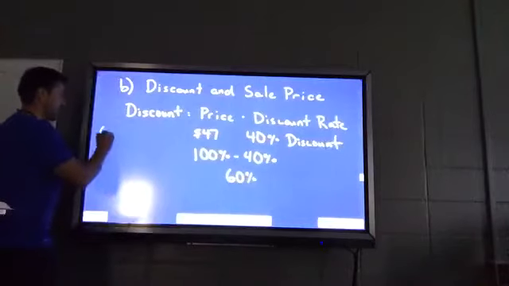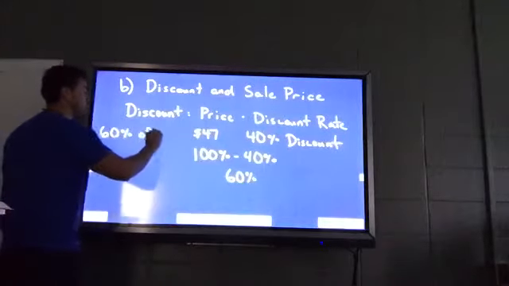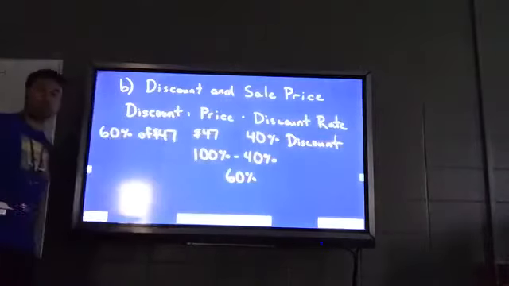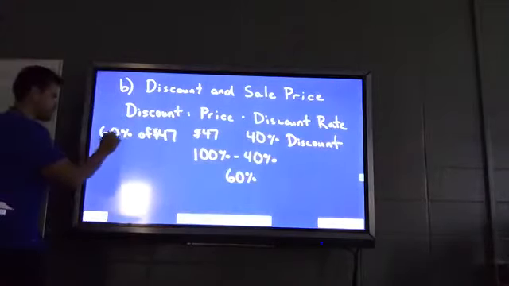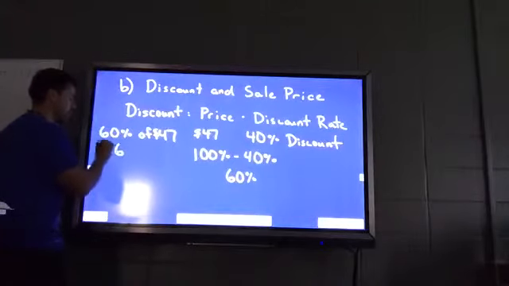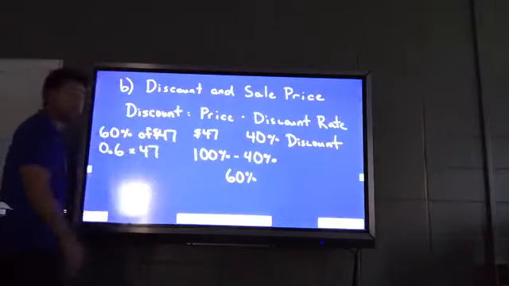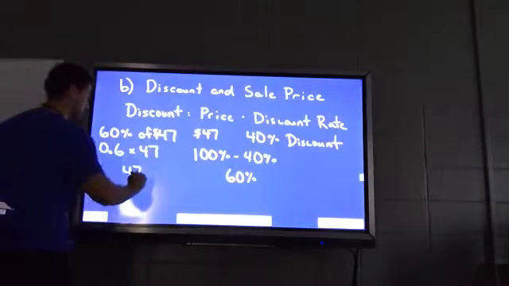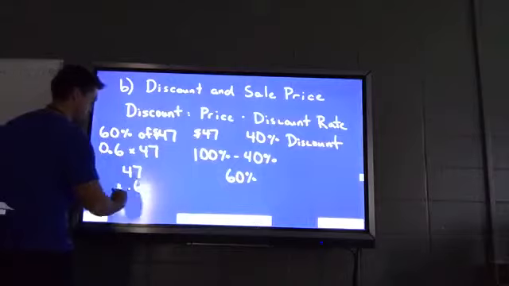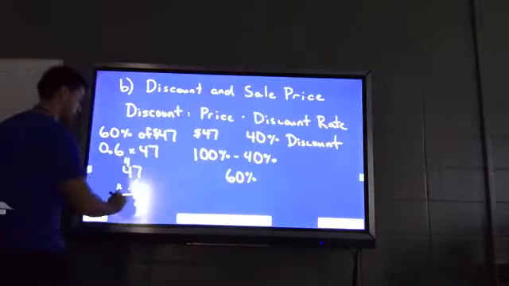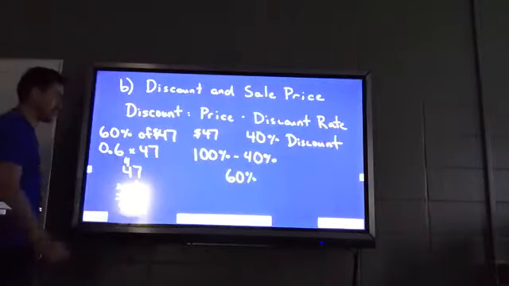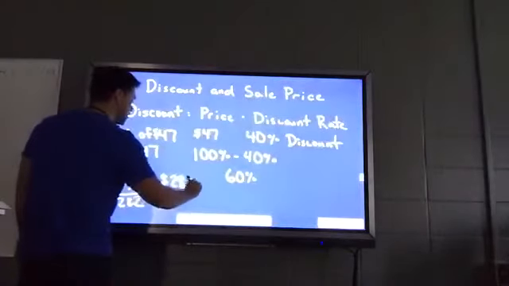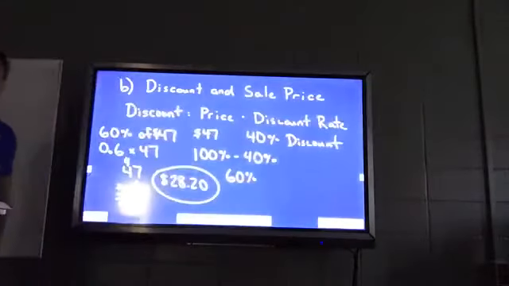You hear what I said? 60% of $47. So what I would do with those two numbers, I'm going to multiply them. Move the decimal twice. I get 0.6 times 47. I multiply those two together. And guess how much I'm paying for that item? $28.20. That's how much it's going to cost me at the end of it all to pay for that item that got discounted. That's how you work out those problems, guys.